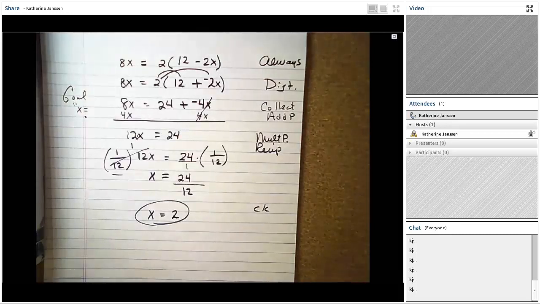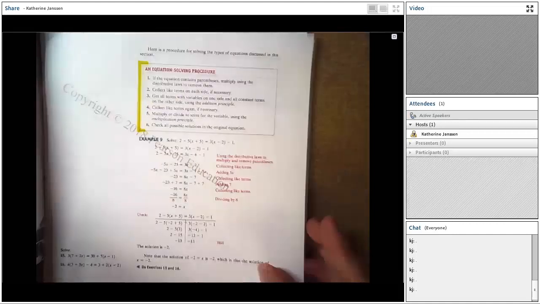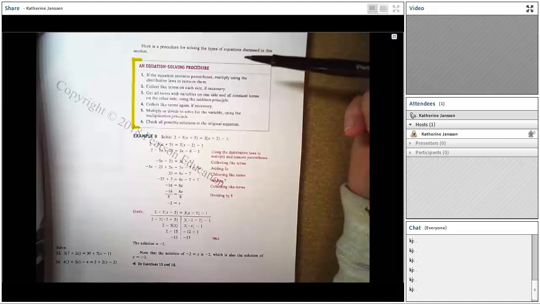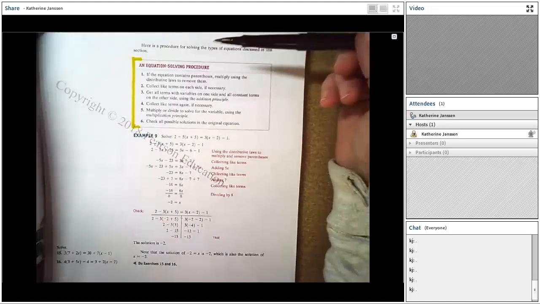Now you've seen the process of using the addition and the multiplication principles together to solve equations. This is on page 670.